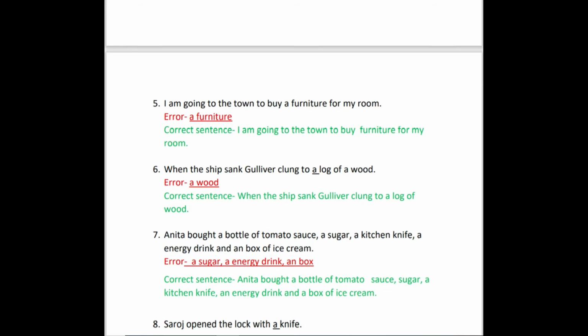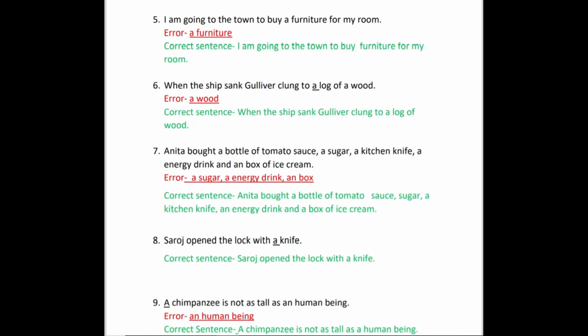Now comes number 8. Saroj opened the lock with the knife. Here it is absolutely correct. The correct answer: Saroj opened the lock with the knife. So there we don't need to make any change.